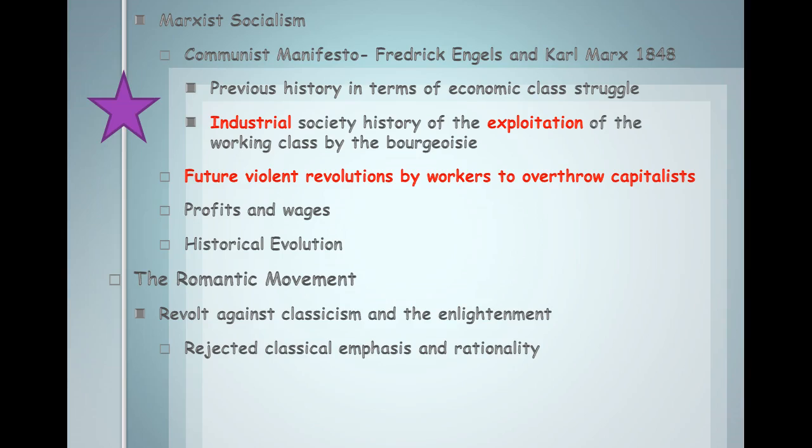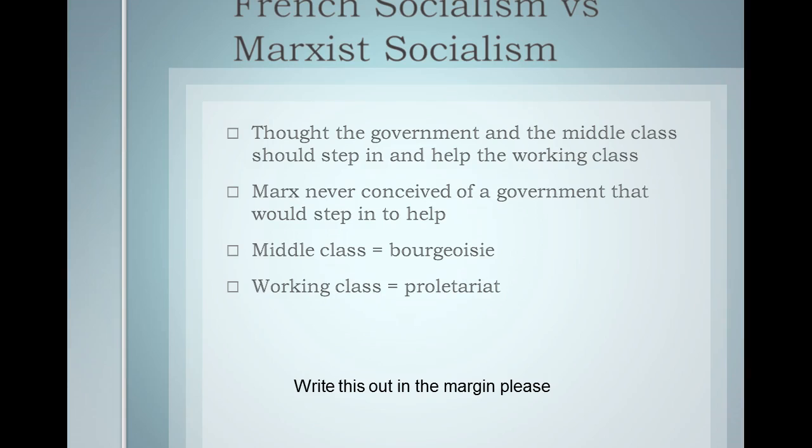They start off as industrial socialists. So this idea that there's the exploitation of the working class by the bourgeoisie, future violent revolutions, overthrow those capitalists, and Marx was definitely anti-capitalist. He painted an unfriendly picture of capitalism in his Communist Manifesto. So hold that thought on the romantic movement. I think that'll be in a little bit of a next section here.